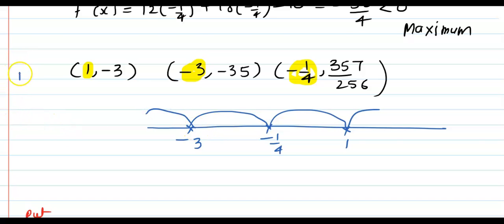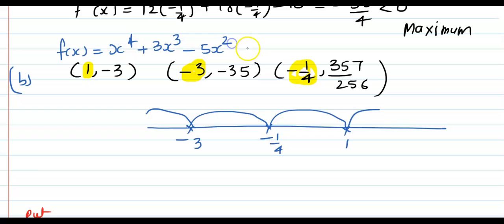Here I'm explaining part B. Let me write down the question here. It was f(x) equal to x to the 4 plus 3x cube minus 5x square minus 3x plus 1, and we will sketch the graph of y equal to f(x).